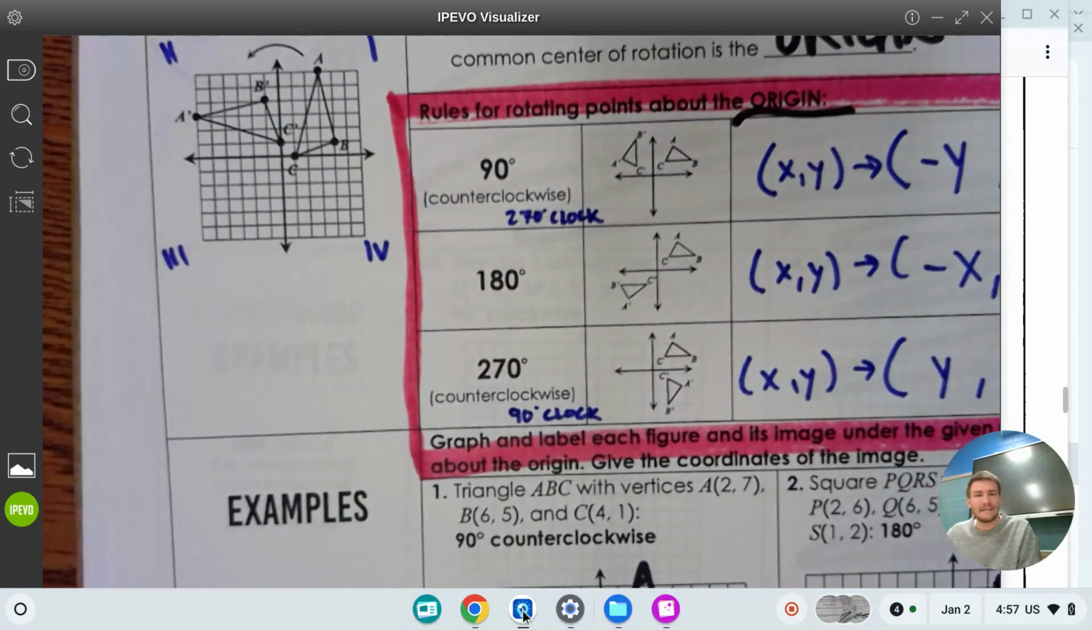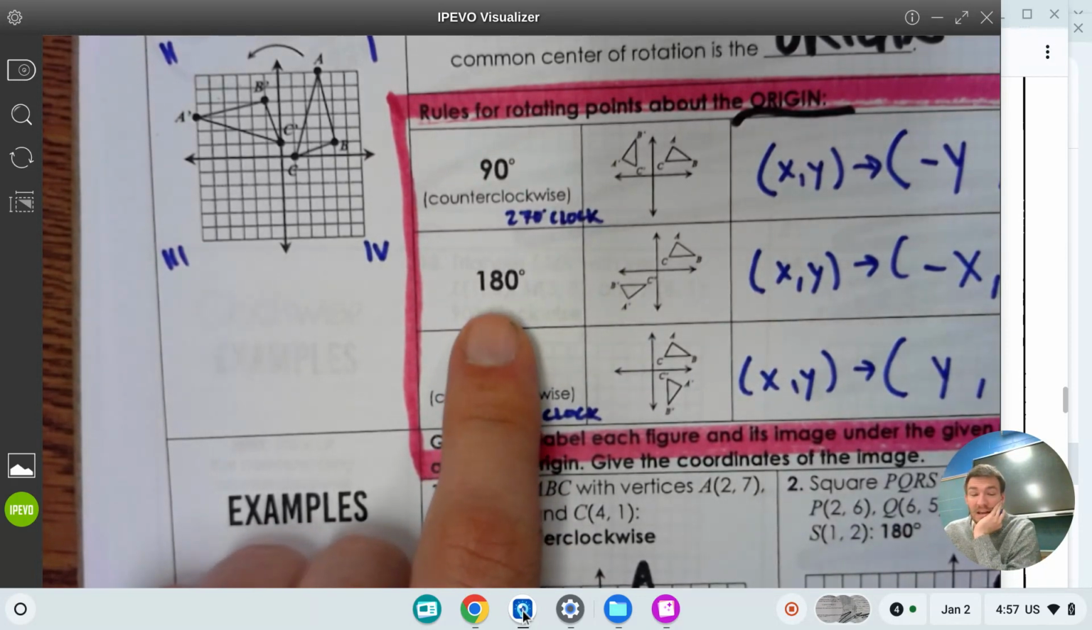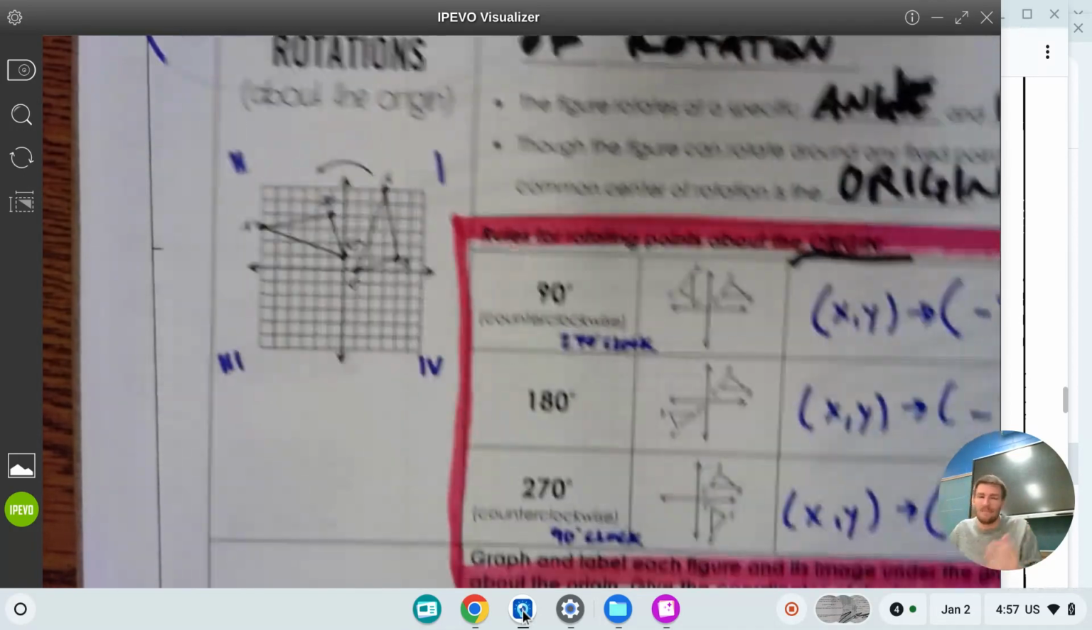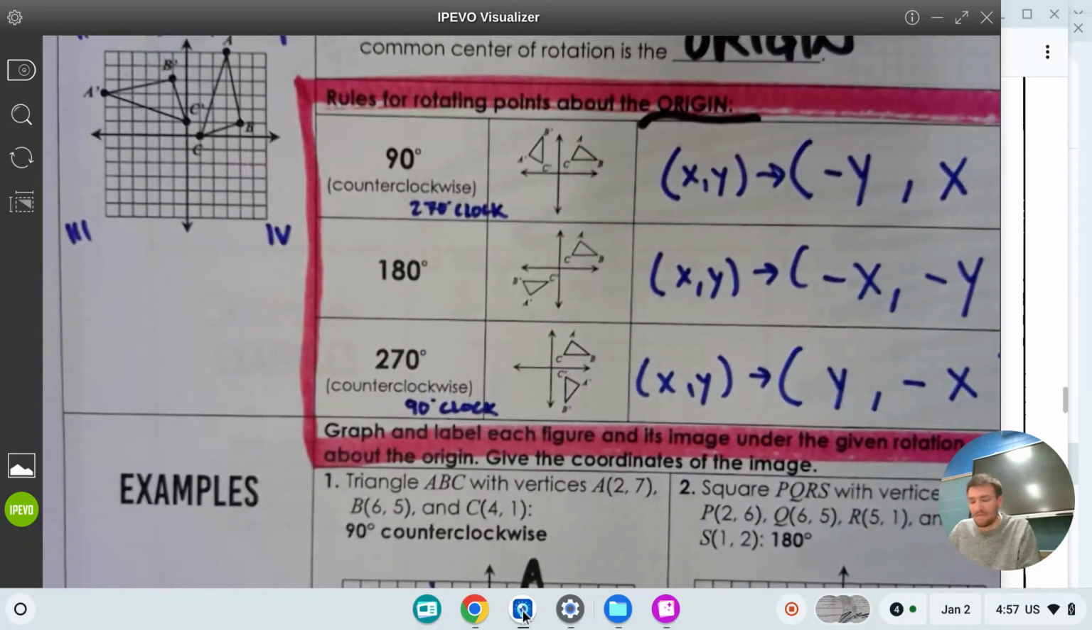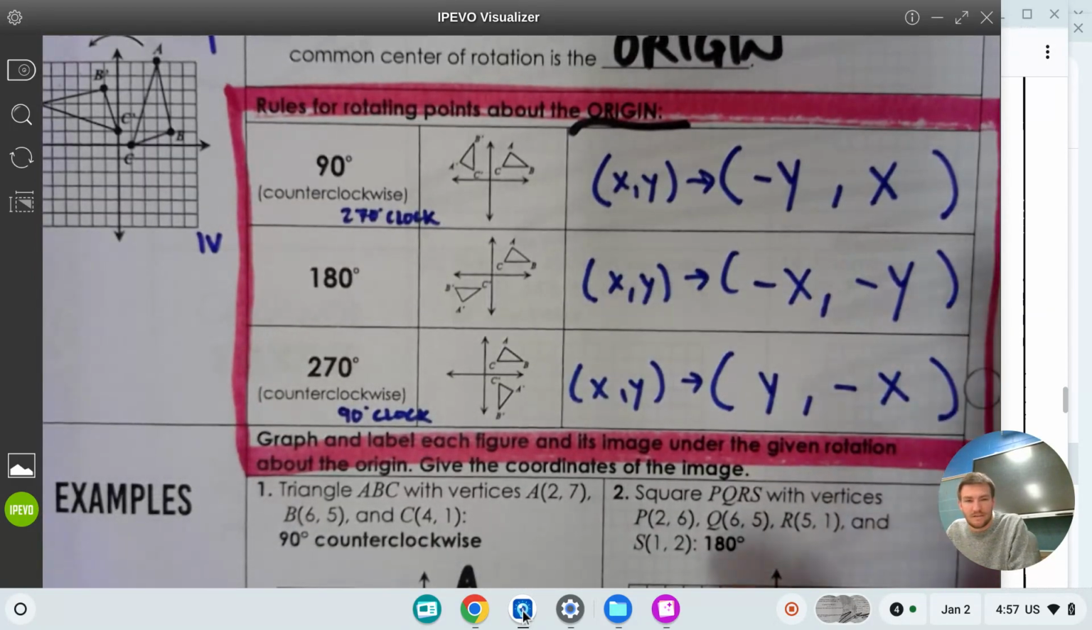And you might be asking yourself, how come this 180 doesn't say anything? 180, no matter which direction you go, is going to be the same, right? So if you go left 180, right 180, you're going to be at the same exact location. Honestly, if that confuses you, it's not even worth me teaching it to you. Just use this no matter what.